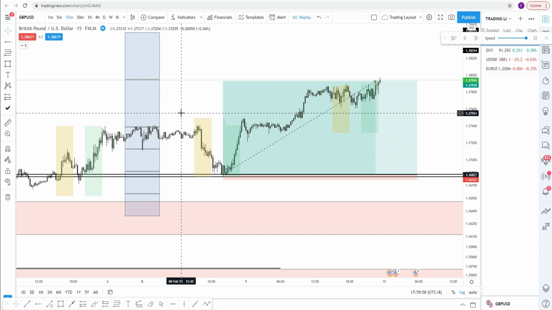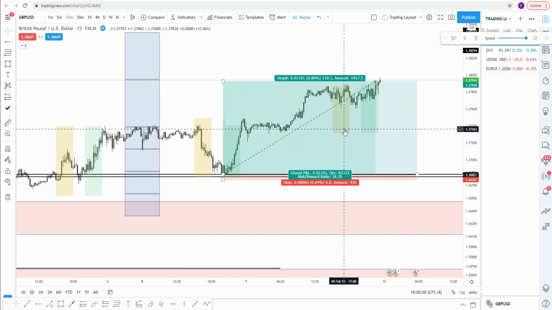Okay, again, I use it to identify where the low of the day is going to occur and where the high of the day is going to occur.